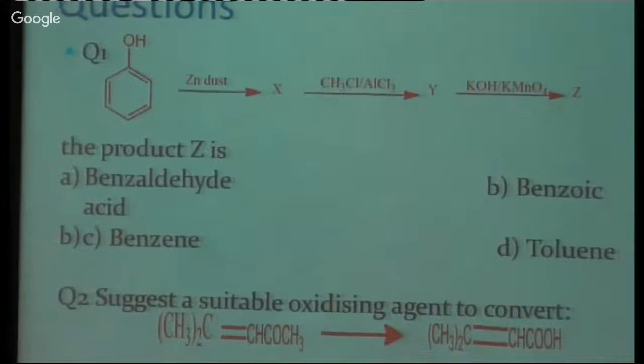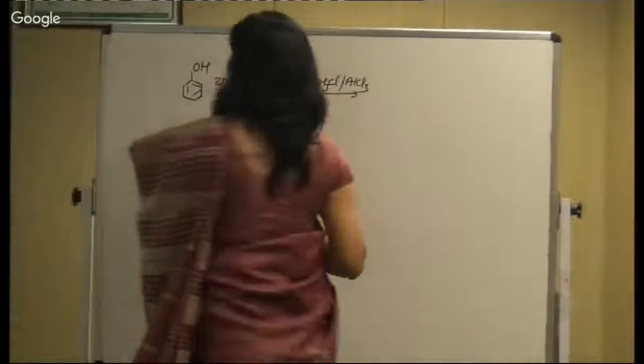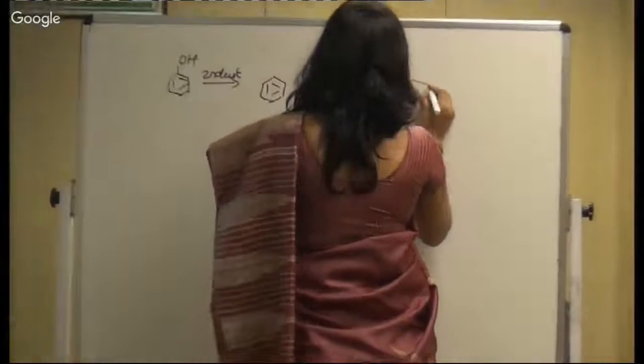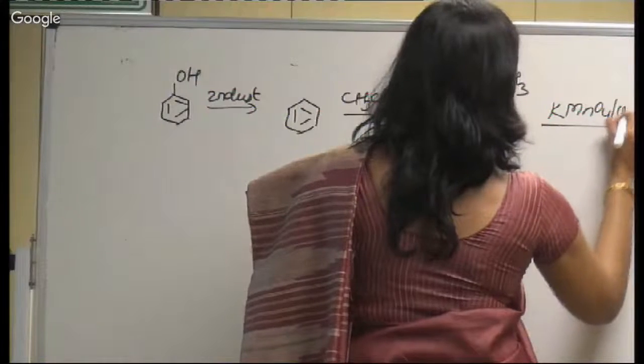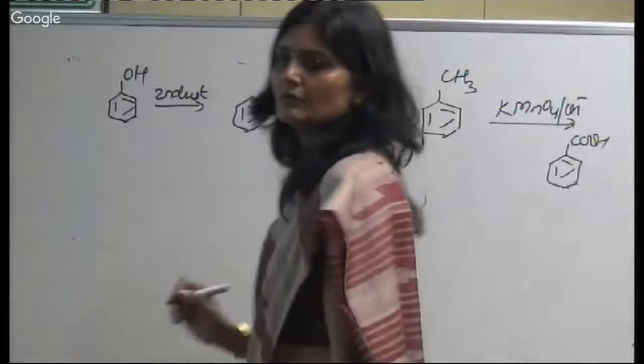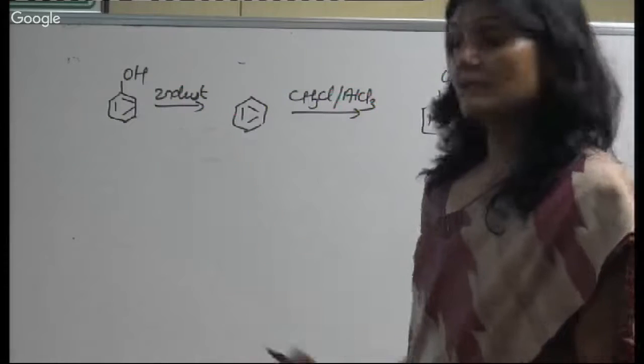Very good. Benzoic acid: the first reaction, you have phenol. When you react it with zinc dust, it will give you benzene. And when you react it with, what reaction is this? Friedel-Crafts alkylation, right? So you would form toluene. Okay? Which on oxidation will give you benzoic acid, right? The next question, please.